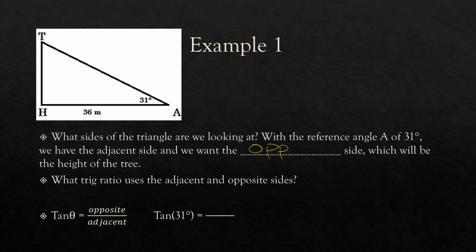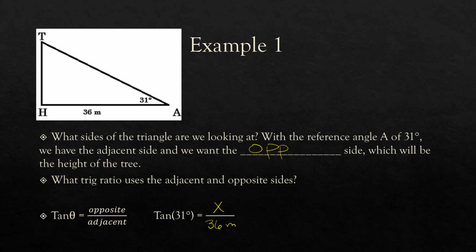So now we're going to put in what we already have. We know the angle measurement of 31 degrees, so we're putting 31 degrees in. We do not know the opposite side, but we do know the adjacent side. So the adjacent side is 36 meters. So we have an x here for the opposite side. Now we're going to solve for our unknown. Our unknown is the x at the top.